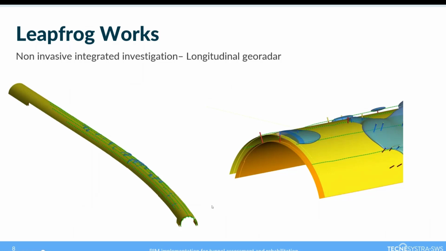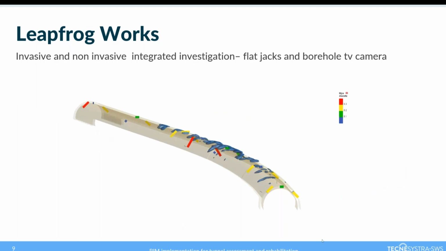In the voids model, we have added these longitudinal georadar polylines. These polylines basically represent the longitudinal georadar, which gives us information about the existing lining thickness. So this can help us confirm the existence of the voids, for example. In this model, we put together the voids model and the flat jack model. With these two models together, we were able to see the concrete compression stress values along the tunnel and verify whether an abnormal tension value in the structure corresponded to an eventual void.